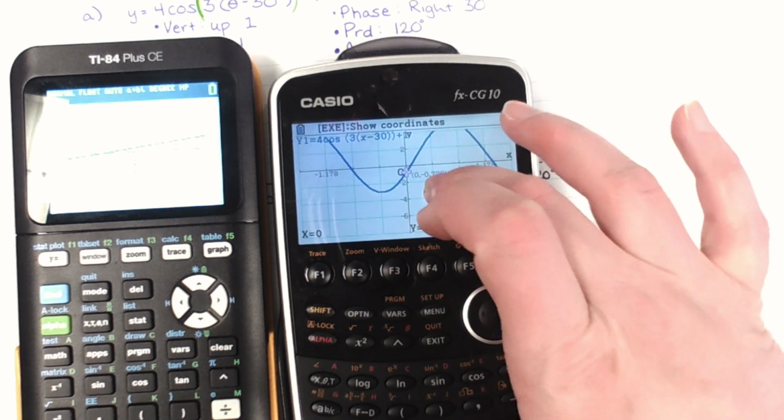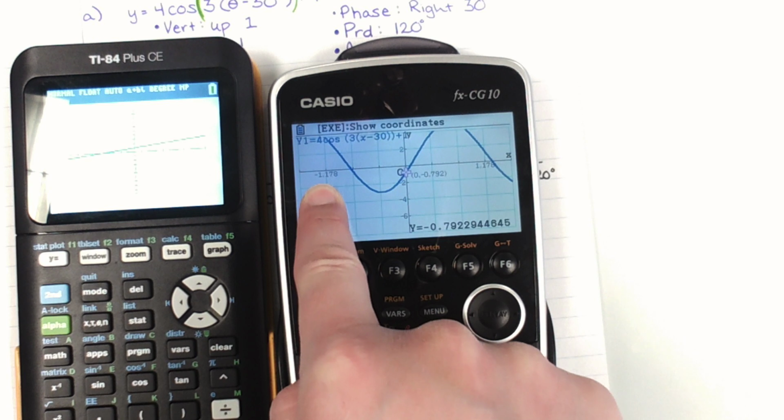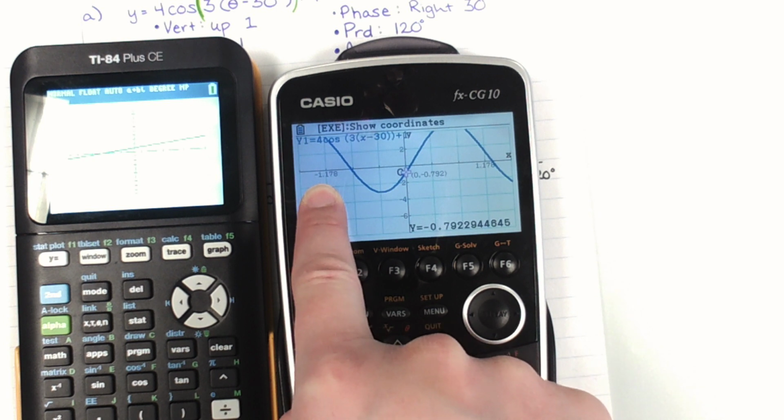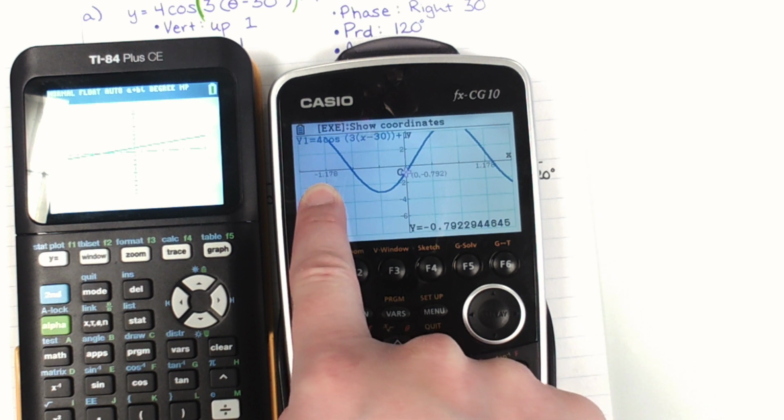My Casio I know is in the wrong mode. How do I know that? I've got negative 1.178 popping up right there. Is it possible that there's a number there and it be in degrees? Absolutely. Do I think it's right?